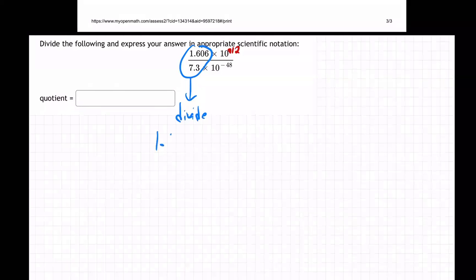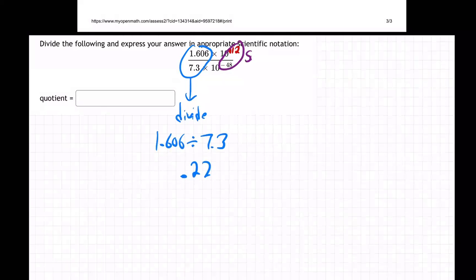So that'd be 1.606 divided by 7.3 on your calculator. I'm going to get my calculator. All right, I had to get that ready. Okay, so 1.606 divided by 7.3 on my calculator. I'm getting 0.22. Okay, and now what do you do with the powers?